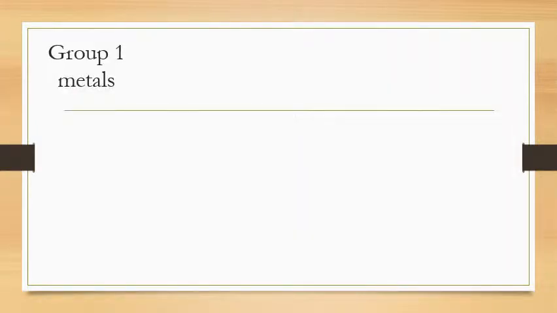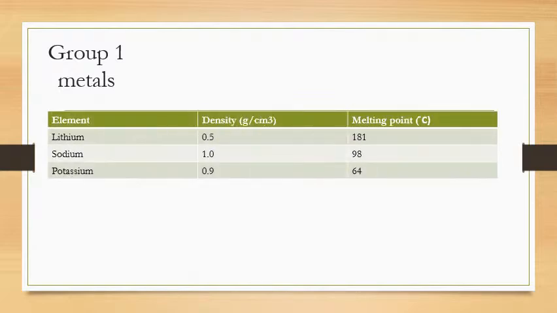So let's introduce the group 1 metals. The first three we're going to look at are lithium, sodium, and potassium. Now you can see from their density numbers, they're not particularly dense. 0.5 grams per centimeter cubed, not particularly dense. And they have reasonably low melting points, except, I guess, lithium. But compared to other metals, they have quite low melting points.